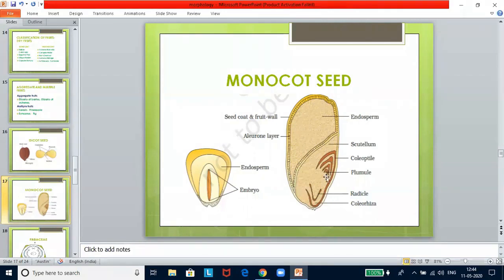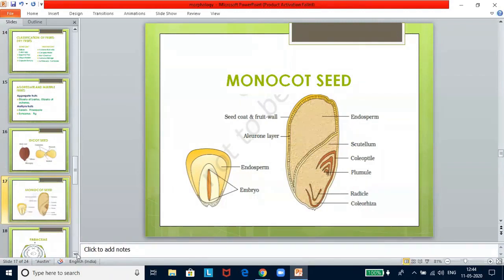Then it has two parts. One is the plumule. The plumule is surrounded by a sheath called the coleoptile, which protects the plumule, and this develops into the shoot system. This is the radicle, which will develop into the root system, and it is covered by the coleorhiza. So the coleoptile covers the plumule, and the coleorhiza covers the radicle. Remember, rhiza means radicle, that is the root, R. Coleoptile is the plumule.